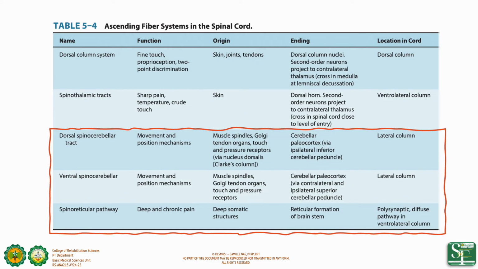Okay? So again, here's another table. This one is from Waxman naman. So these are your other fibers, no, ascending fibers in the spinal cord. You have your spinocerebellar and the spino-reticular pathway. So si spinocerebellar, this one is for movement and position mechanism, especially posture sa kanya yan. Spino-reticular, this is for deep and chronic pain naman na type of sensation. Usually these are unconscious or involuntary pathways, no? So I'm sure this will be discussed again in your somatosensory system.